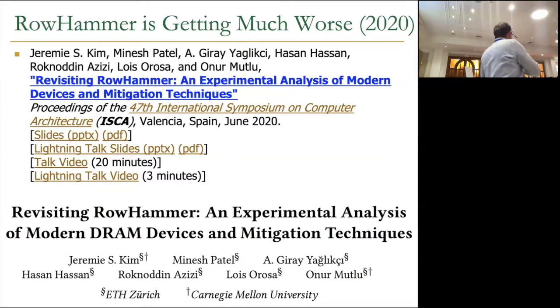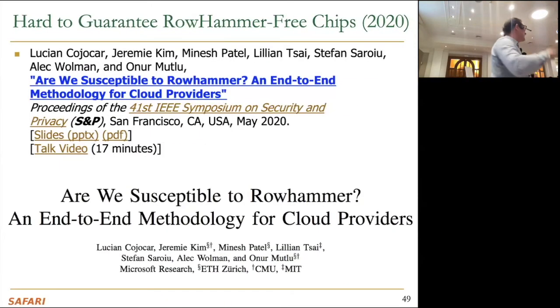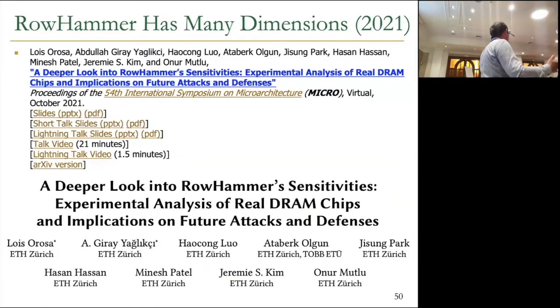We revisited RowHammer after 6 years or so, and we found out that it's getting much worse. We also worked with industry to look at, can we actually figure out a chip is RowHammer free? And we did a lot of work with Microsoft on this, and we couldn't find any good way of finding that. Testing is very difficult. Testing in the cloud is even more difficult. I'm not going to talk about this, but if you're interested, this is another interesting paper. We found out that RowHammer has many other dimensions like temperature, aggressor row active time, and spatial variation. I'm going to talk about those.